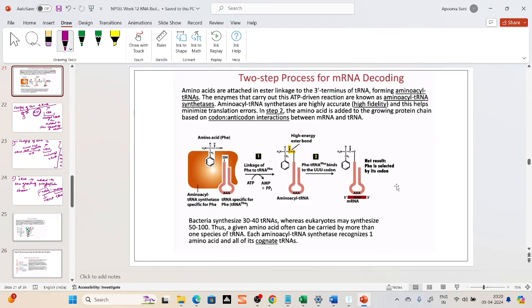See, this is the anticodon. Actually, this tRNA has to bind with the mRNA, no? So how will it bind? See, this is the anticodon, which is AAA. And this is the codon, which is UUU. So there is an interaction between codon and anticodon, just like complementarity is there. Okay. So the net result is that this is added to the growing chain.